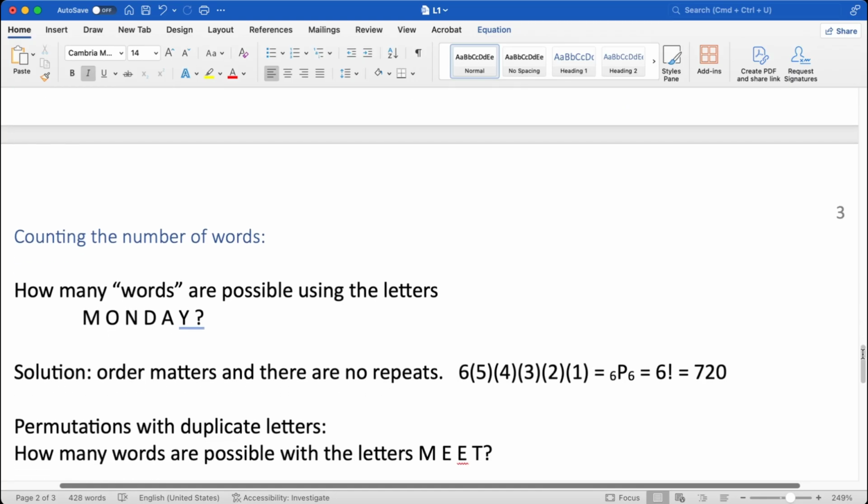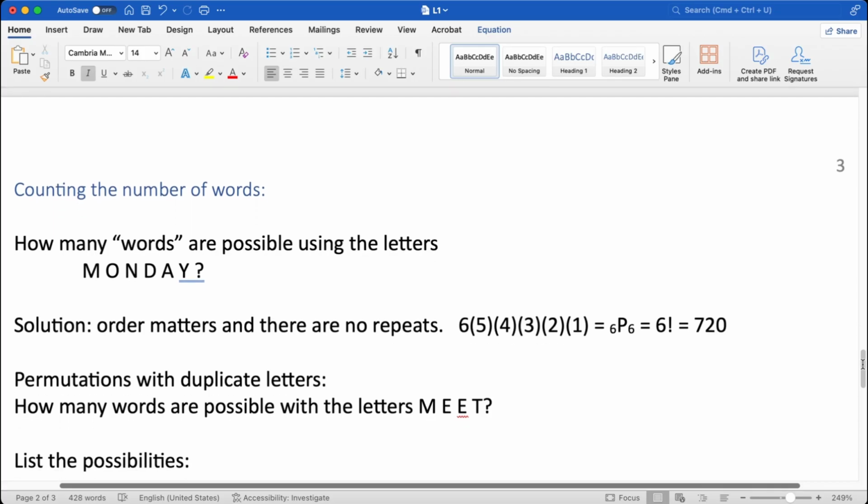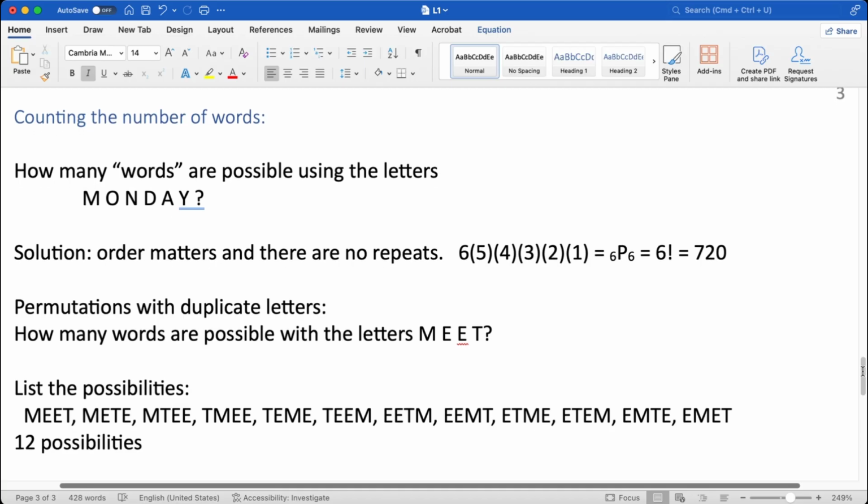Now, what happens if there's a duplicate letter, a repeated letter? How many words are possible with the letters MEET? Since we cannot distinguish between the two E's, we're going to have a smaller total here. If we had 4 distinct letters, it would be 4 times 3 times 2 times 1, which is 24. But because we can't distinguish between the two E's, we have to divide out by 2, leaving 12 total possibilities here.